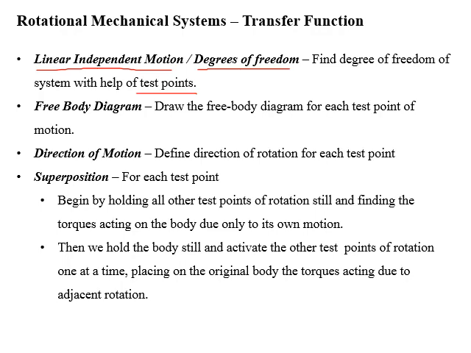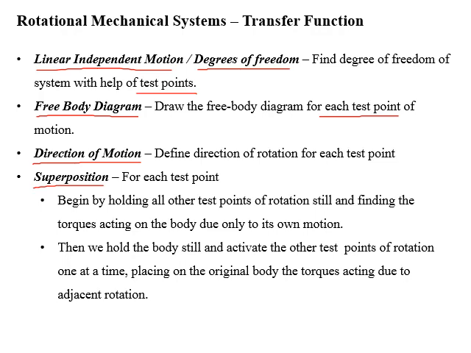After defining degrees of freedom, we will make a free body diagram for each test point of the system. After the free body diagram, we will define the direction of rotation of each test point. The direction will be either clockwise or anti-clockwise. After defining the direction of rotation, we'll use the superposition principle to find out how many and in what direction torques are acting on our test points.